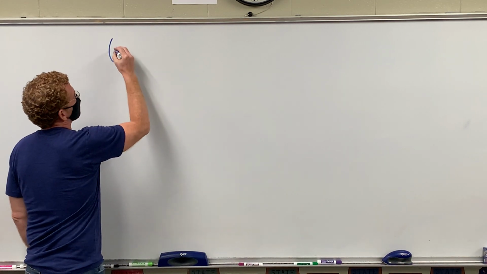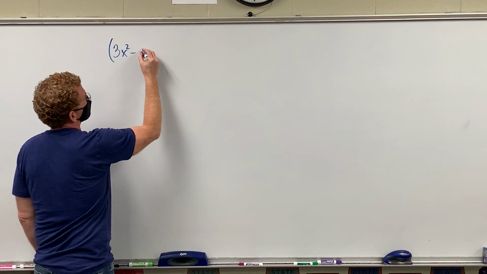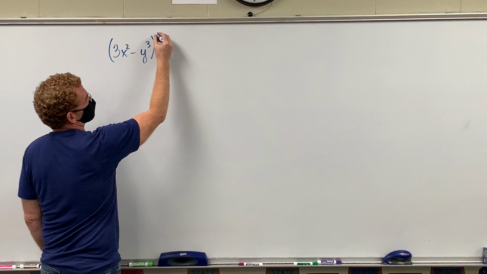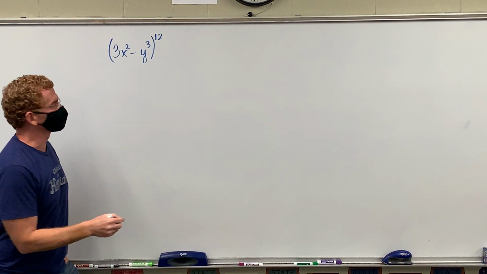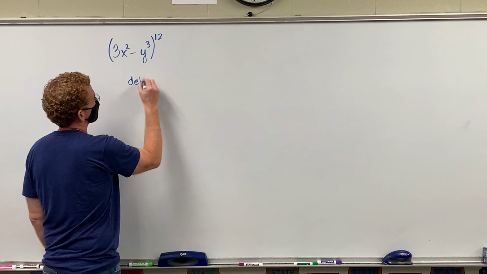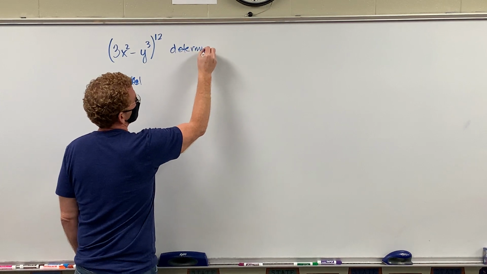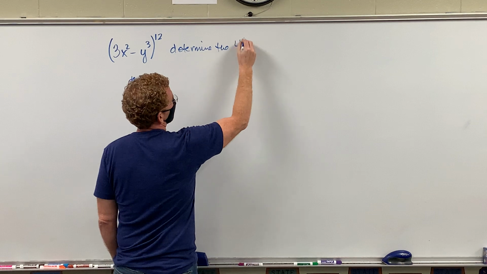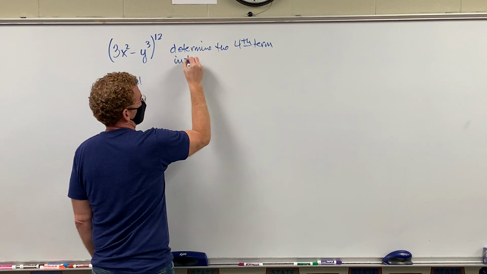So let's just say I gave you 3x squared minus y cubed, and I'm raising it to the 12th. Okay? And the question for you is, I'll write it up here. Determine the 4th term in the expansion.